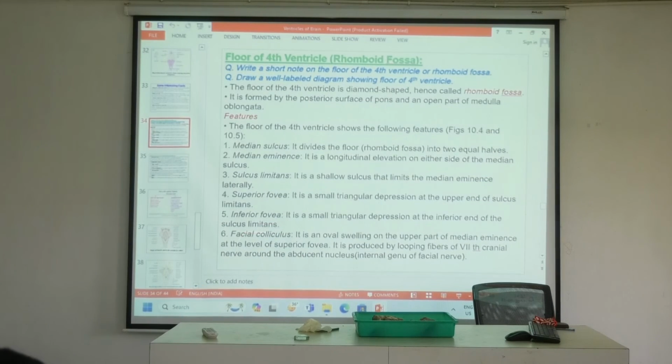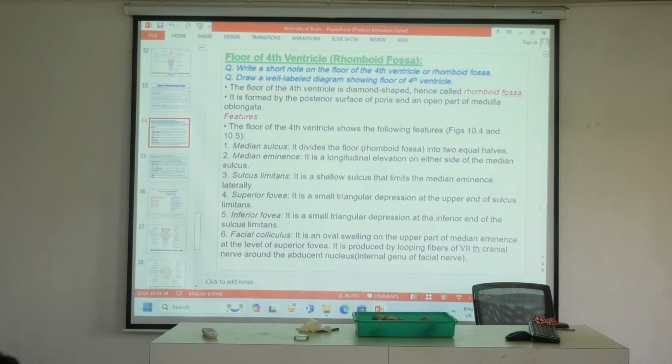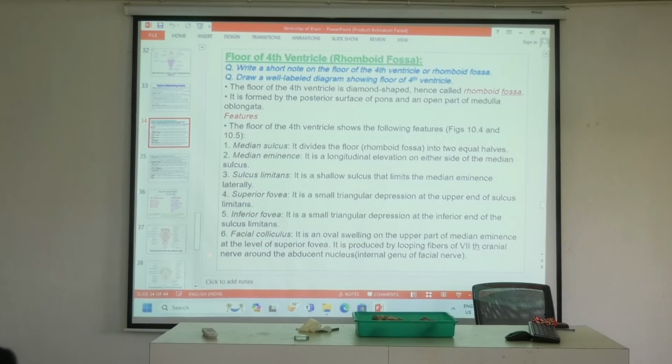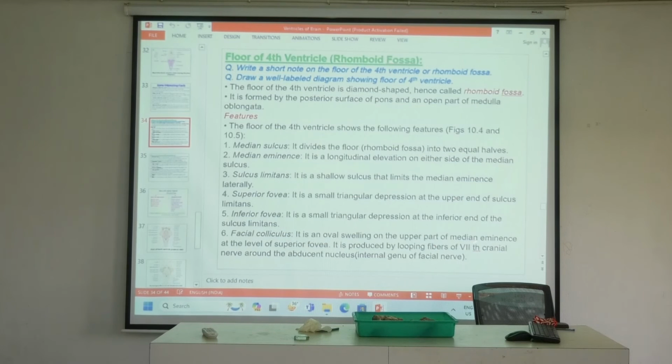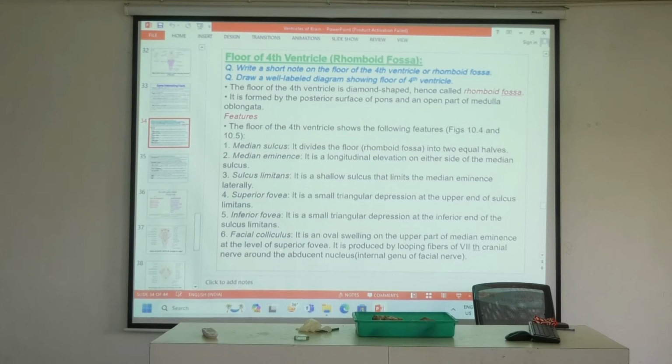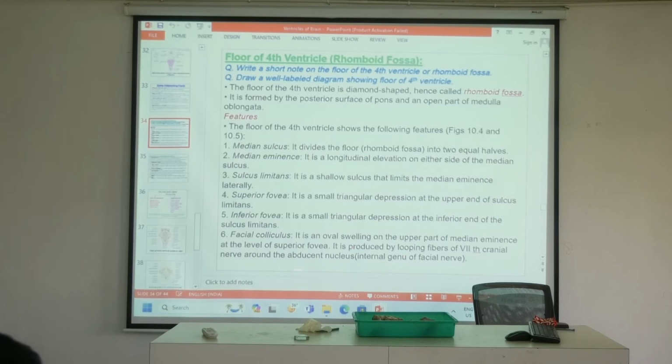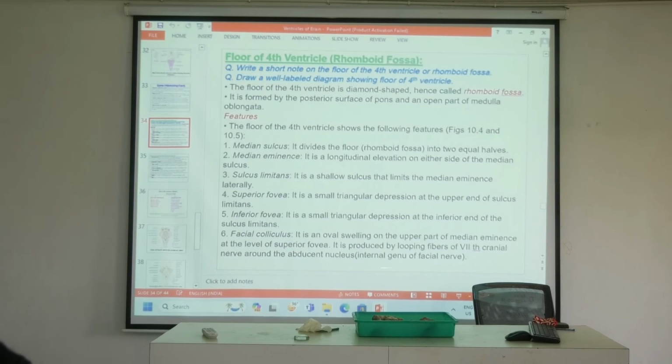Next is the facial colliculus. This is very frequently asked. You have to show the facial colliculus, or in viva you can be asked what is the facial colliculus and how it is formed. It is an oval swelling on the upper part of the median eminence at the level of the superior fovea, and it is produced by looping fibers of the seventh cranial nerve around the adjacent nuclei, that is, the internal genu of the facial nerve.